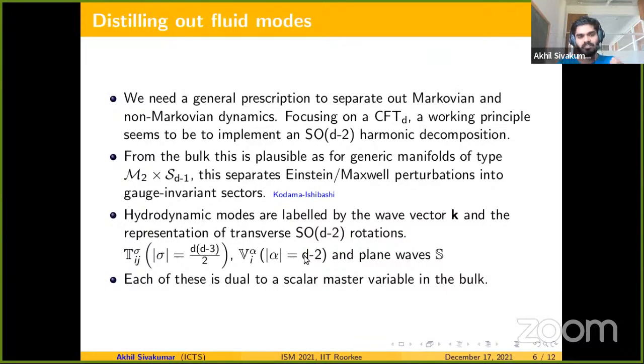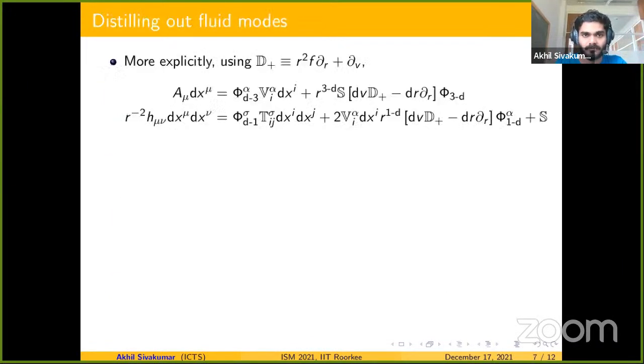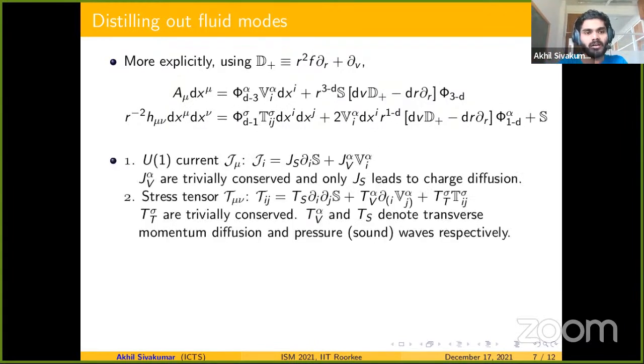So our proposal is that each of these excitations of the hydrodynamic theory dualizes to a bulk scalar, which is, so to speak, a master variable in the bulk, which captures the dynamics of the Einstein-Maxwell fields in the bulk. More explicitly, the bulk solutions for Einstein-Maxwell fields can be written like this, where phi_{d-d}, phi_{3-d}, and so on are the master scalars I mentioned. They do a harmonic decomposition of the sources, and then of the dual boundary currents and so on.